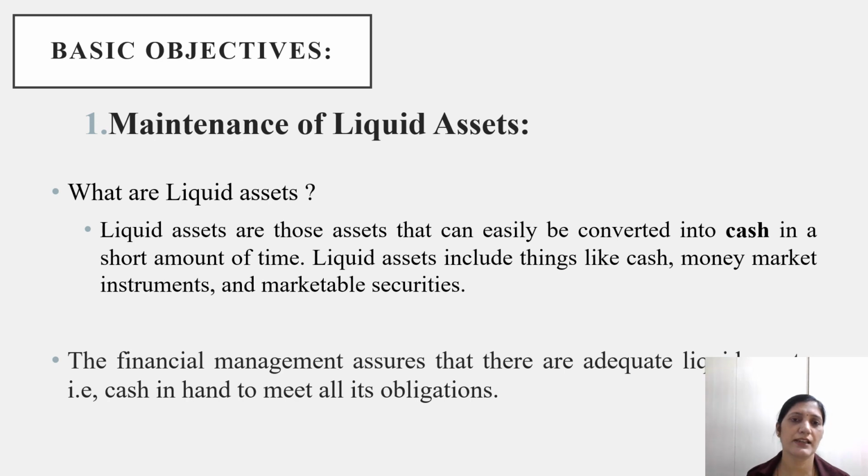We'll start studying these objectives one by one. Maintenance of liquid assets. All of you know about liquid assets. What are liquid assets? Liquid assets are those assets that can be easily converted into cash in a short amount of time. Liquid assets include things like cash, money market instruments, and marketable securities. Financial management assures that there are adequate liquid assets, that is cash in hand, to meet all its obligations.